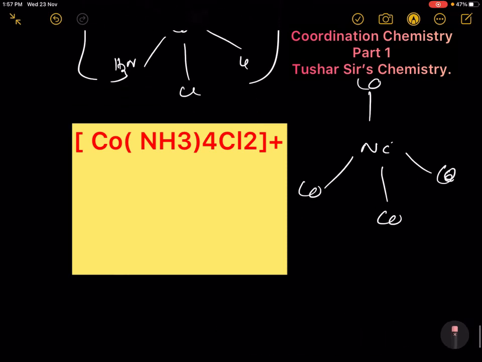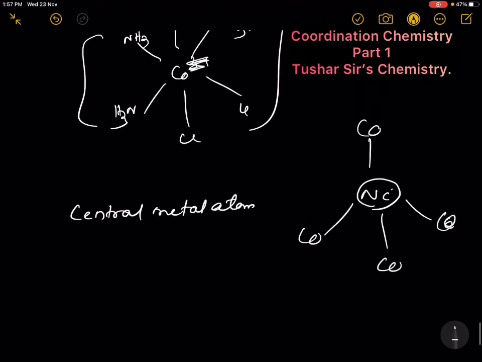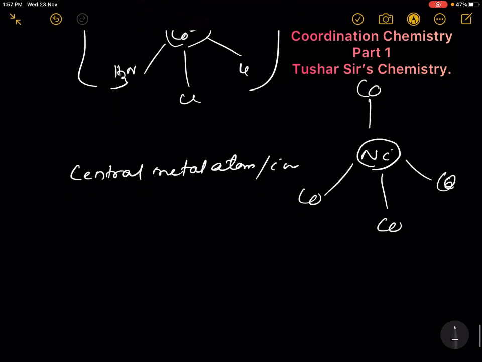The central metal atom or ion are known as Lewis acids.